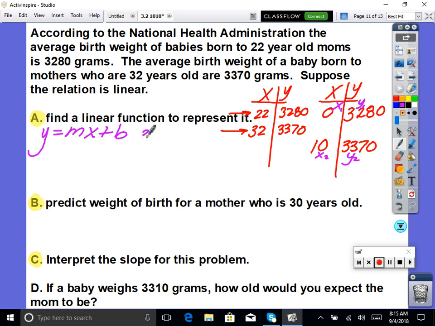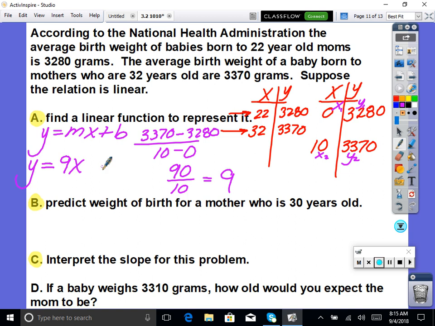y2 minus y1 all over x2 minus x1. So that'd be 10 minus 0. So somebody calculate the top. I believe it's 90. So we have 90 divided by 10, which is 9. So our slope is 9. So we have y is equal to 9x. What's plus b? Y-intercept is when x equals 0. So 3,280, right? So plus 3,280. Okay, we've done part A.